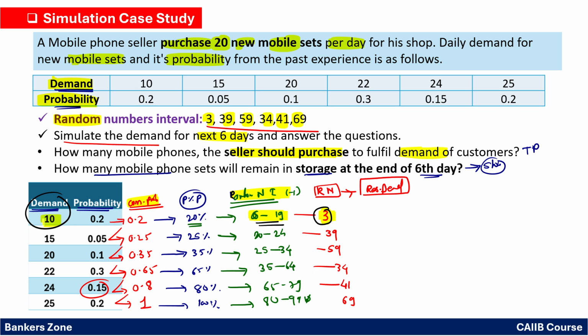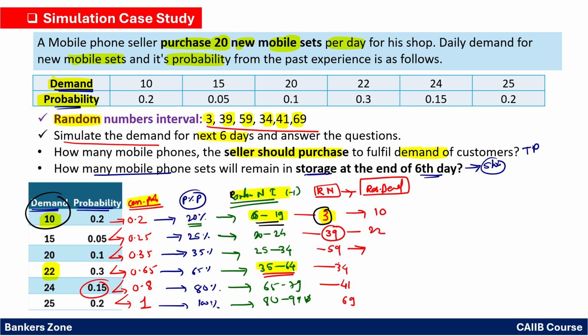So corresponding demand is 10. So I will write here simply the demand is 10. So for 39, where will 39 fall? 39 will fall here, 35 to 64. So what is the corresponding demand? Corresponding demand is 22. So simply in front of 39, I will write 22.